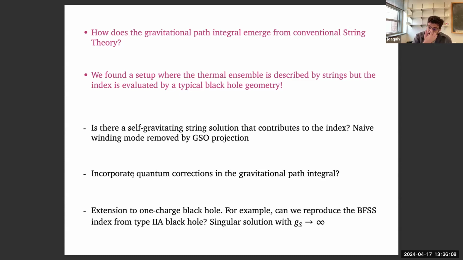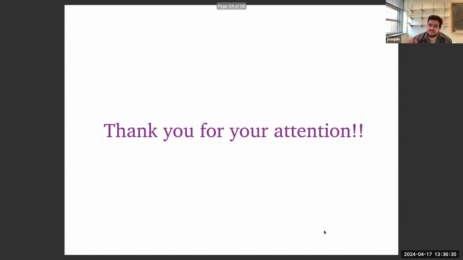Another question is if you can incorporate quantum corrections, meaning corrections that are subleading in the large NW limit. And finally, there are examples where the string coupling is blowing up. So what can we do about those? We cannot apply these techniques because the classical approximation with higher derivatives is definitely not accurate. So I'd like to understand those cases as well. That's it. Thank you. Sorry for going over time.